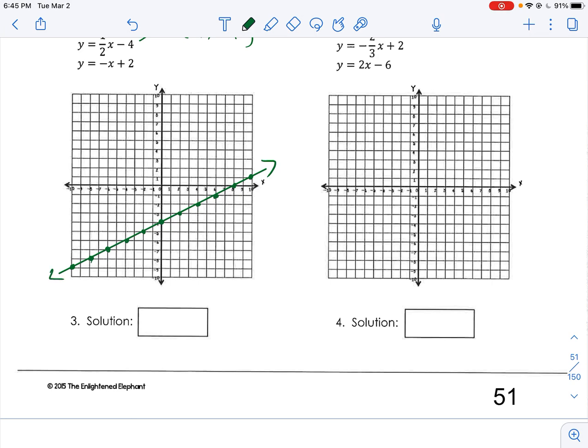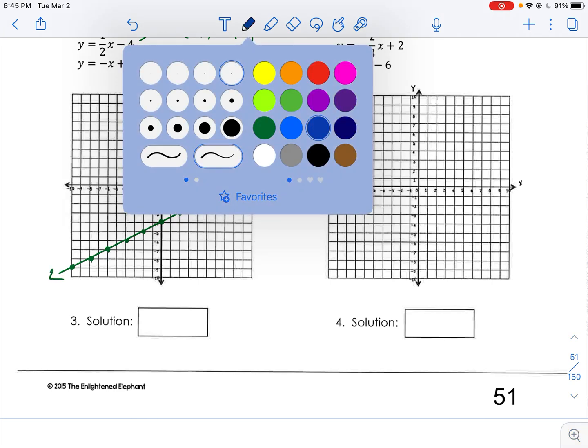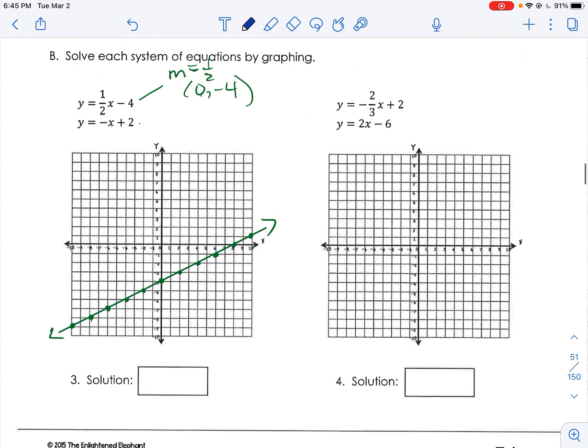There we go. And then I'm going to pick a different color because I like blue. The slope on this one is the number sitting in front of the x, boys and girls. The number sitting in front of x is a -1 and 0, 2. So I go to 0, 2, and my slope is -1. So down 1 over 1, down 1 over 1, down 1 over 1.